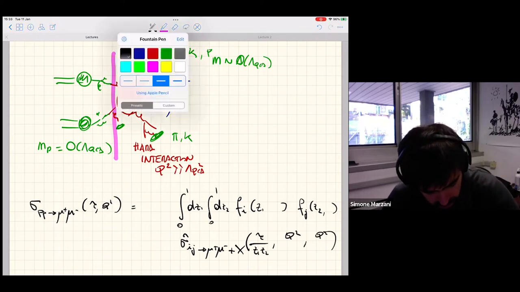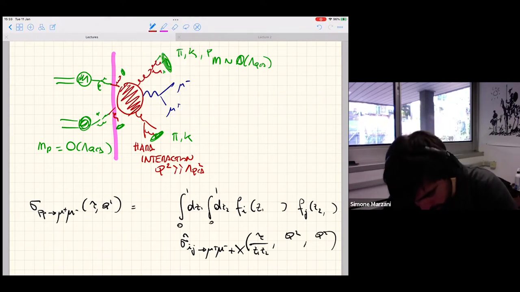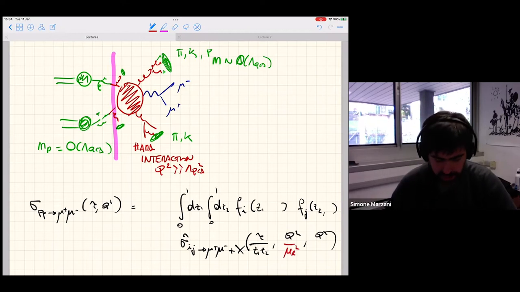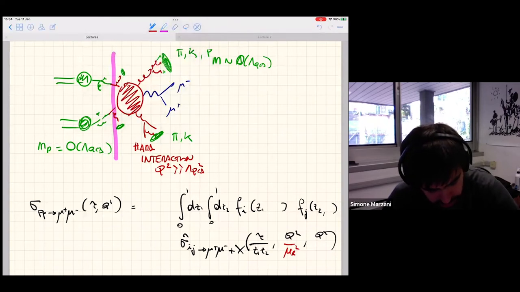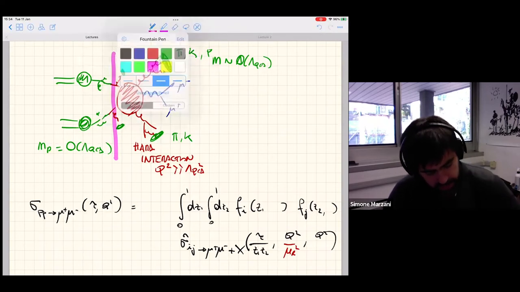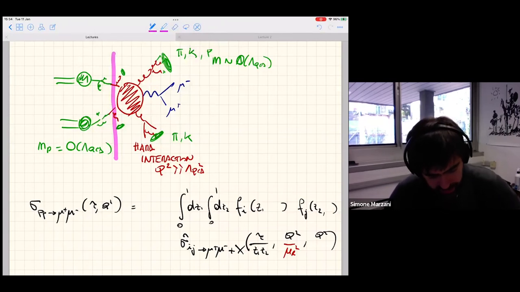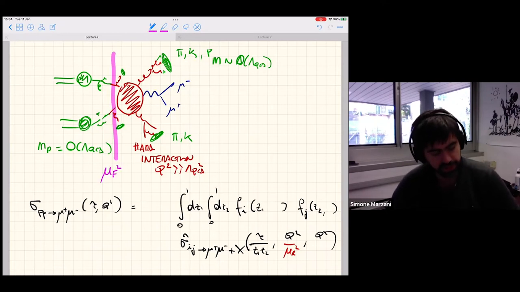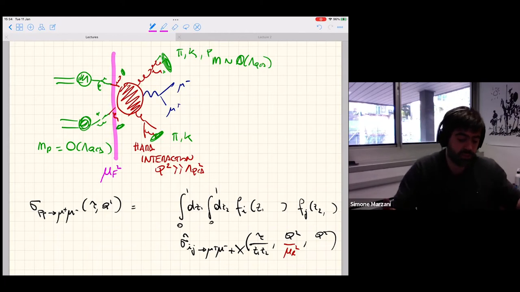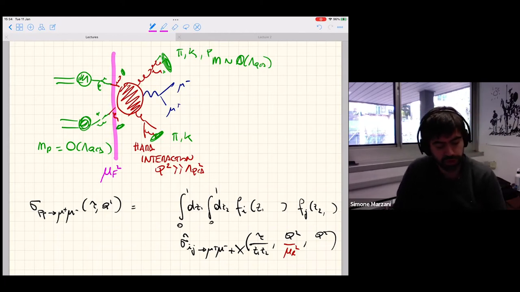Now, if you imagine computing this red blob at higher loops, you have to introduce a renormalization scale. And what this pink line that I drew will be, and we're going to end up there in an hour, maybe more, is that we'll also need to specify another scale, which is universally called the factorization scale, which allows me to separate what I consider perturbative from what I consider non-perturbative.